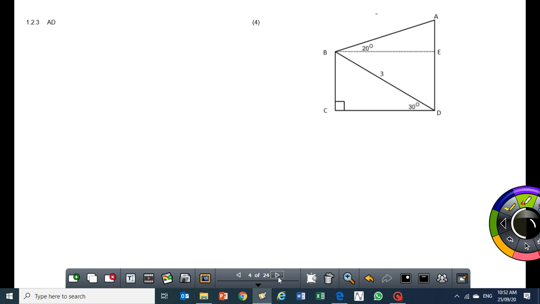To get AD, I need the length of AE and I need the length of what? ED. Yes. So I'm going to say BC is equal to DE. I'm using opposite sides of a rectangle. We need to know why you are saying that DE is equal to BC.